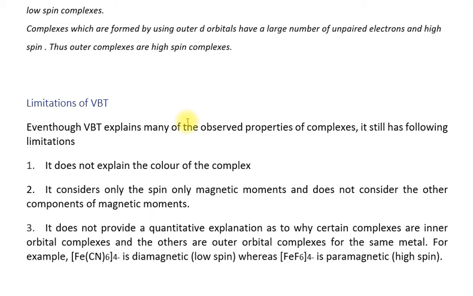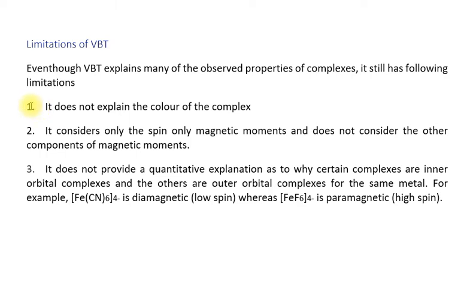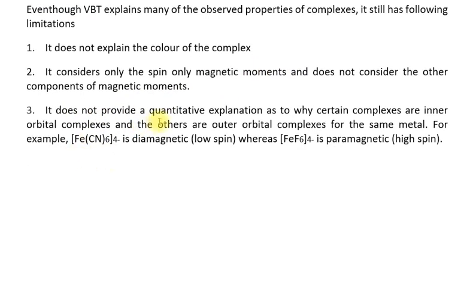Even though VBT gives several explanations, it too has certain limitations. Even though VBT explains observed properties of the complexes, it still has the following limitations, and they are given here one by one. It does not explain the color of the complex. It considers only the spin-only magnetic moment and does not consider the other components of the magnetic moment. And it does not provide a quantitative explanation as to why certain complexes are inner orbital complexes and others are outer orbital complexes for the same metal.